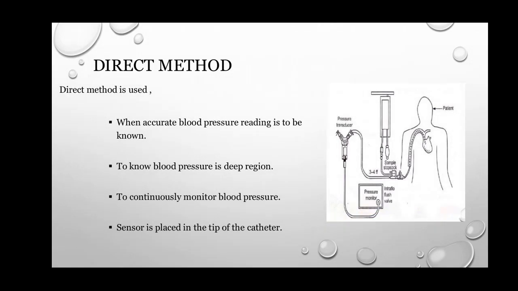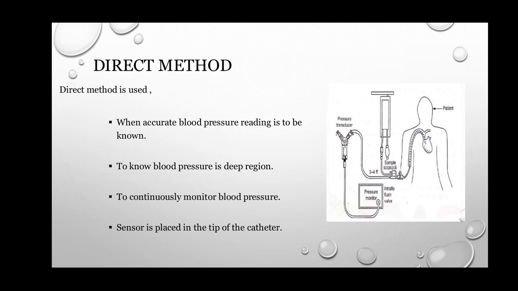Now we see about the direct method. The direct method is used when an accurate blood pressure reading is to be known, to know blood pressure in a deep region, and to continuously monitor blood pressure. A sensor is placed in the tip of the catheter. In the direct method, we have a blood pressure transducer, pressure monitor and fluid filled catheter.